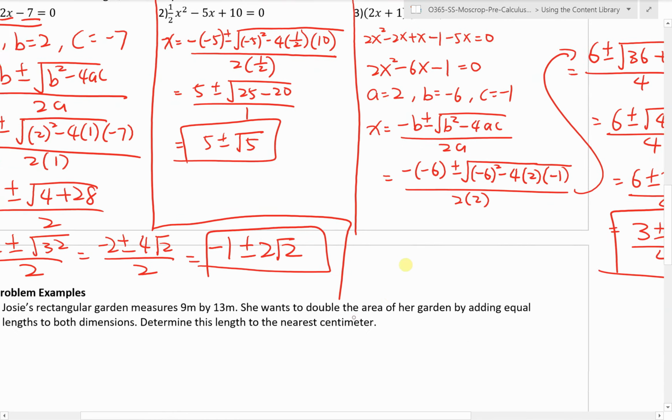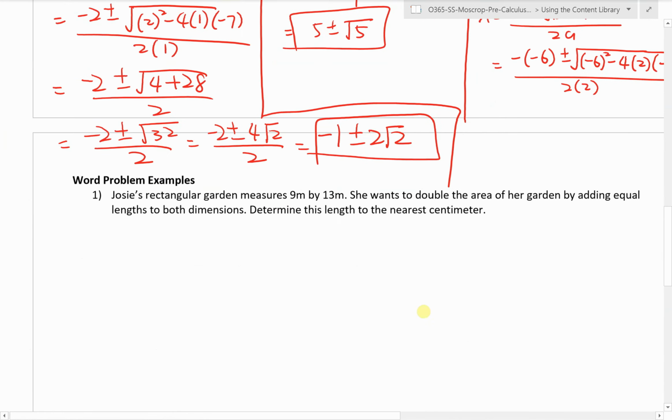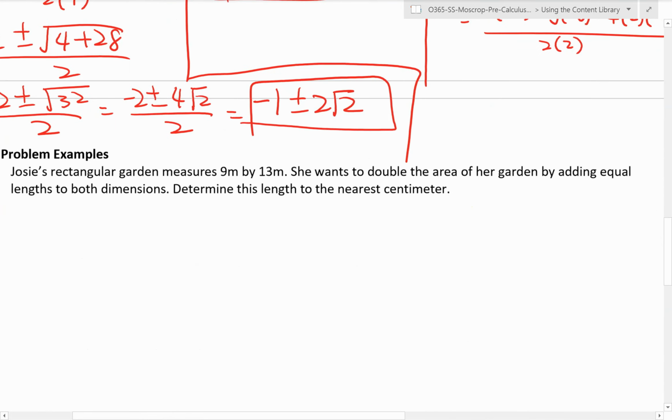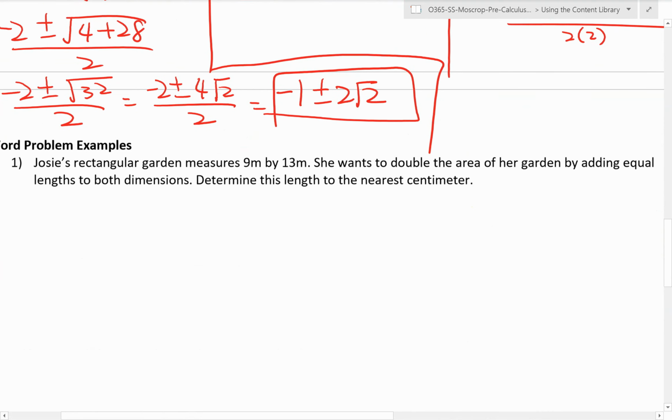Okay, we are going to move on to solving some word problems. Here it says Josie's rectangular garden measures 9 meters by 13 meters. So we have a rectangular garden, 13 meters by 9 meters. She wants to double the area of her garden by adding equal lengths to both dimensions. We're looking for this length to the nearest centimeter.